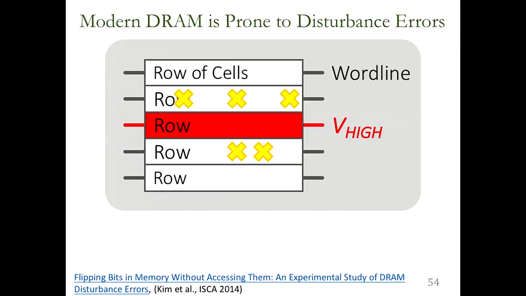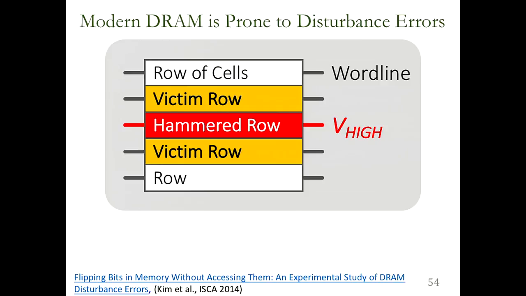I'm going to show you that, but this is for pictorial purposes. What happens in many DRAM chips today is that adjacent rows get bit flips. A cell was charged over here, it gets discharged after you do this hammering. We call this the hammered row. These are the victim rows. They're physically adjacent. You're going to read the paper, assuming you choose that as one of your papers.